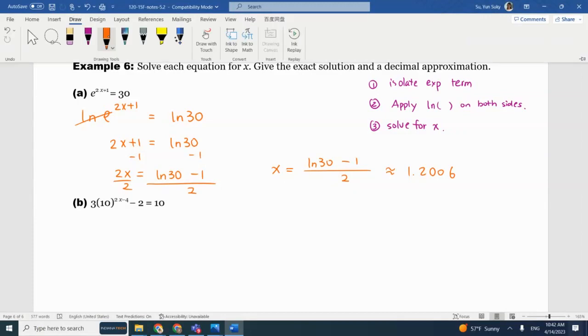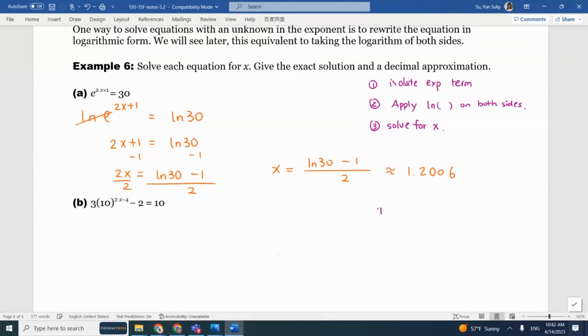Okay, good questions. And part B, this is an exponential function, right? So you also isolate the exponential function. In this case, the exponential function is 10 to the 2x minus 4. How do we isolate that? We subtract 2 or we add 2? So add 2. We get 3 times 10 to the 2x minus 4 equals what? Jackson? 12. What do we do next?